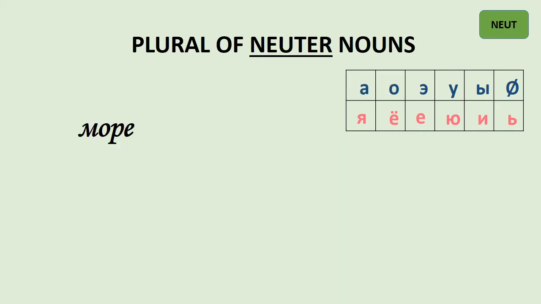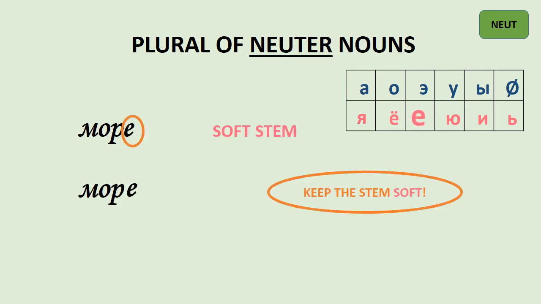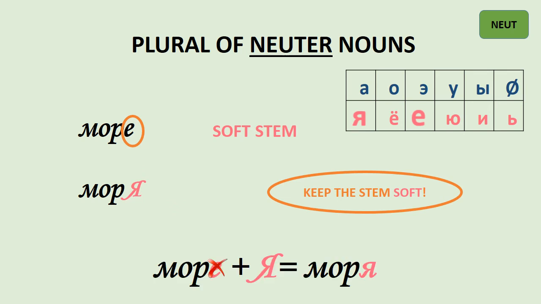What if we have a noun like море? It ends in ye, so the stem is soft. Remember, we need to keep it this way, so we get rid of ye and add ya, getting моря. Here the stress is shifted to the ending. Море minus ye plus ya equals моря.